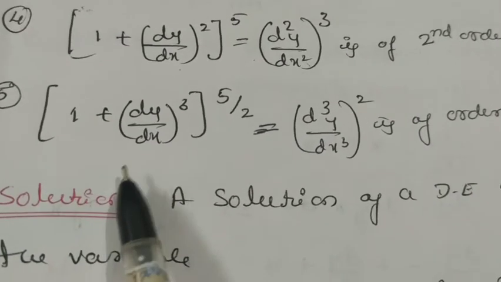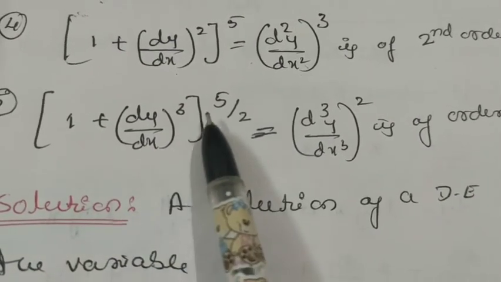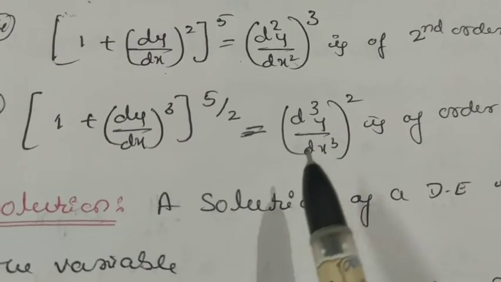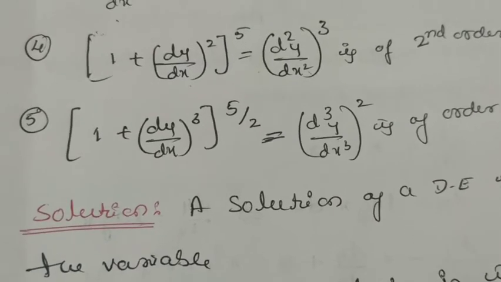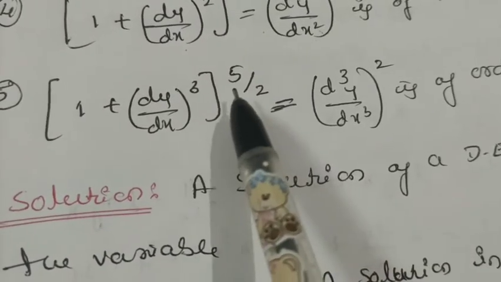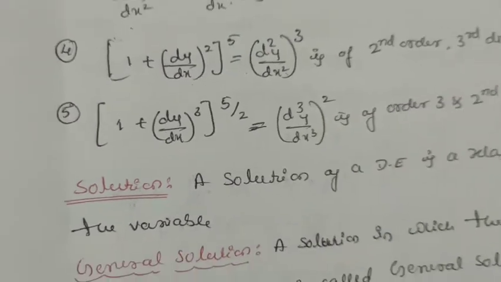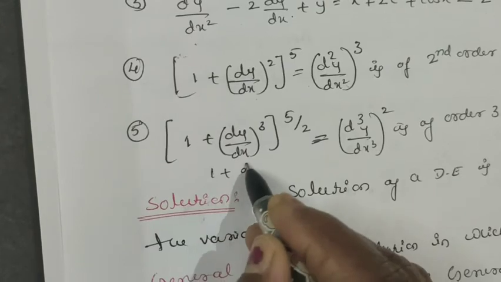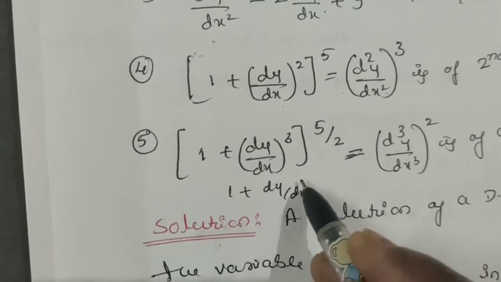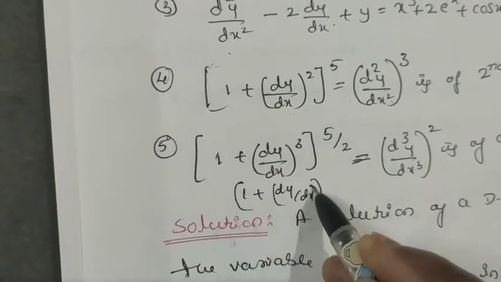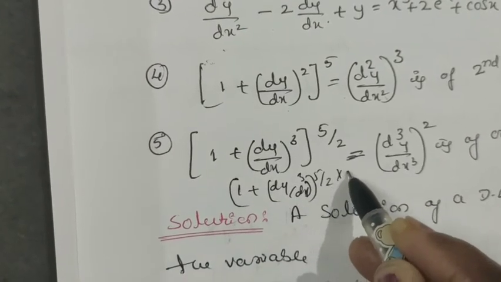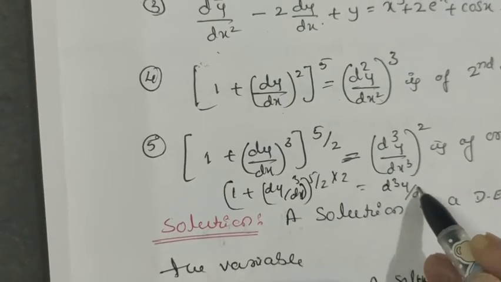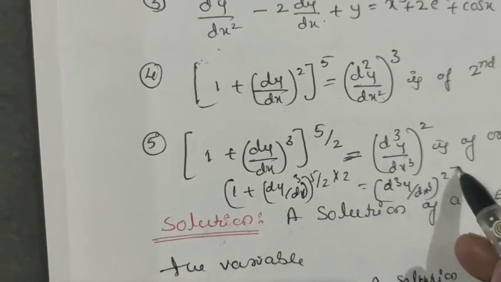And take one more example. (1 plus (dy by dx) whole cube) raised to 5 by 2 is equal to (d3y by dx cube) whole raised to 2. So here first you have to simplify this one, because its power is a fraction. Now raising the power 2 on both sides, that is squaring on both sides, it becomes (1 plus (dy by dx) whole cube) to the power of 5 by 2 into 2. Raising the power 2 means you have to square on both sides. And the right side becomes ((d3y by dx cube) whole square) whole to the power of 2.